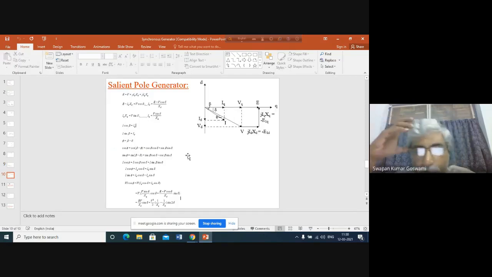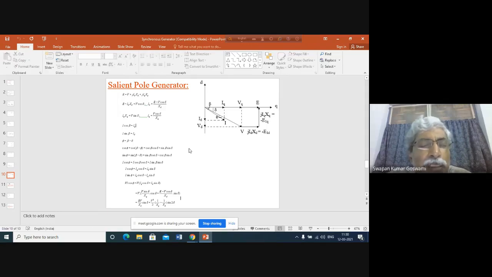Now let us move to the other type of generator. We have so far discussed the non-salient pole or cylindrical rotor type synchronous machine, and the cylindrical rotor type synchronous generator. Cylindrical rotor type synchronous generators are available at thermal power stations. That's why they are also sometimes called turbo generators, meaning driven by a steam turbine. But there are other types of generators, salient pole generators.